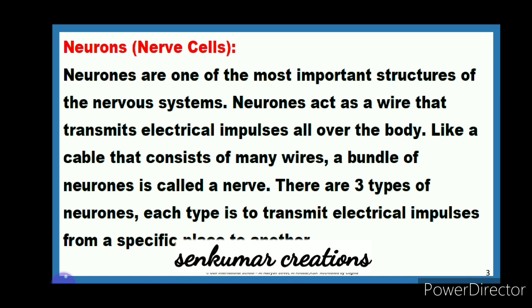Neurons are like a wire. A cable has a lot of wires joined together making one cable. Like that, many neurons are joined together forming one nerve. Okay, one nerve is formed because of many neurons. So like a cable that consists of many wires, a bundle of neurons is called a nerve. There are three types of neurons I told you: motor neuron, sensory neuron, and then the relay neuron. The main function of a neuron is that it transmits electrical impulses from a specific place to another place. That is the function of this neuron.